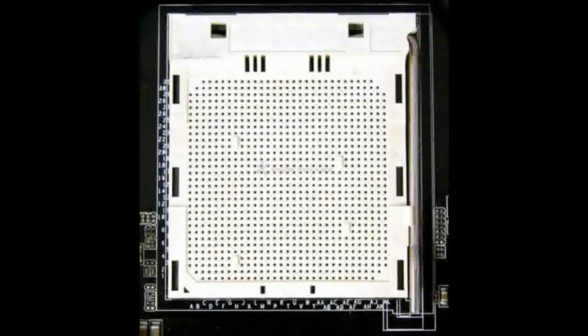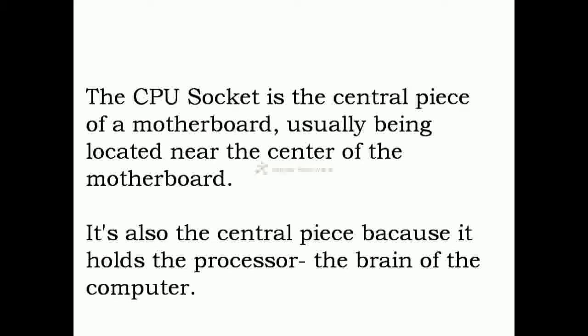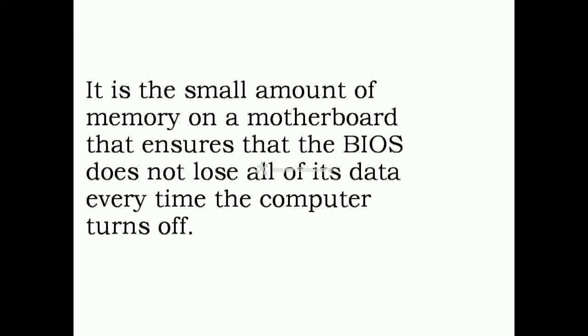CPU socket. The CPU socket is the central piece of motherboard, usually being located near the center of the motherboard. It's also the central piece because it holds the processor, the brain of your computer. CMOS battery. It is the small amount of memory on a motherboard that ensures that the BIOS does not lose all of its data every time the computer turns off.